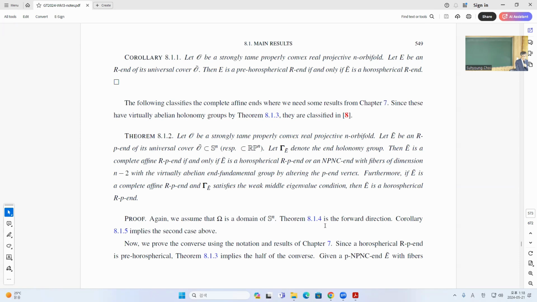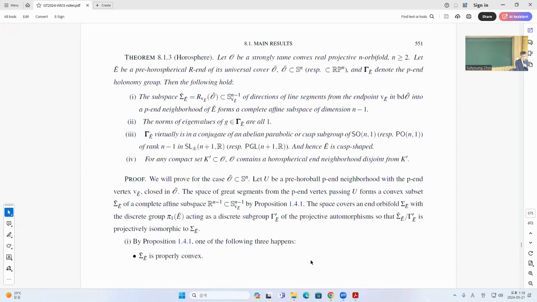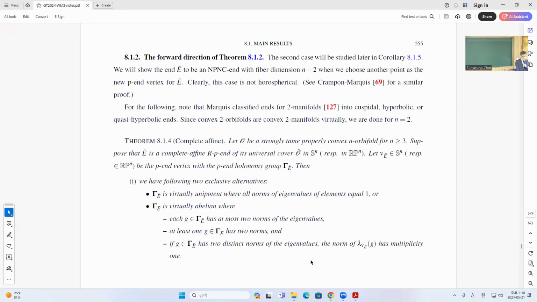So 8.14 is the forward direction, and the corollary A15 will imply the second case. Okay. And so 8.14 is this. So this shows that in our situation there's a complete affine end, which has these two types of choices here.